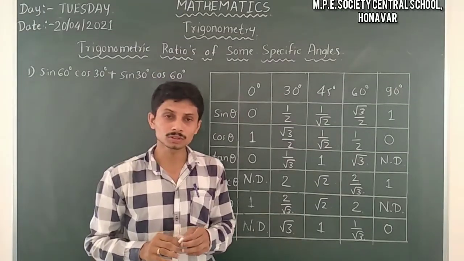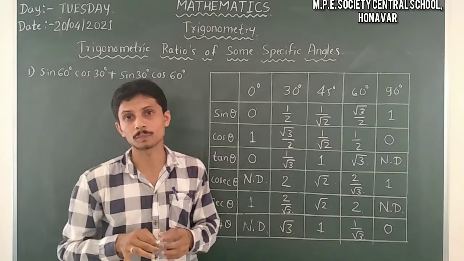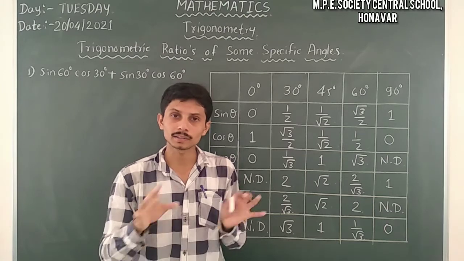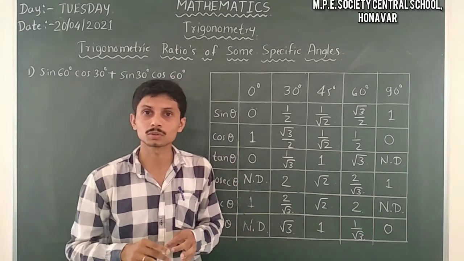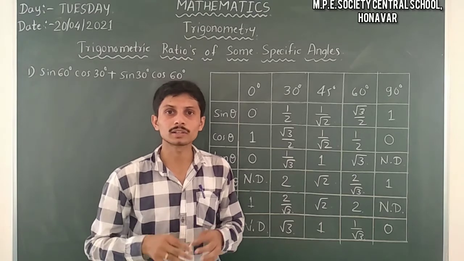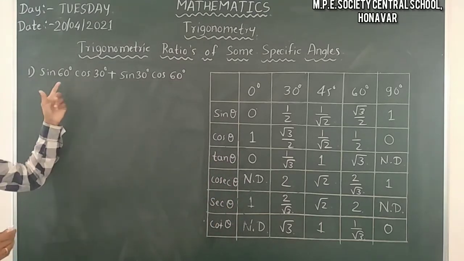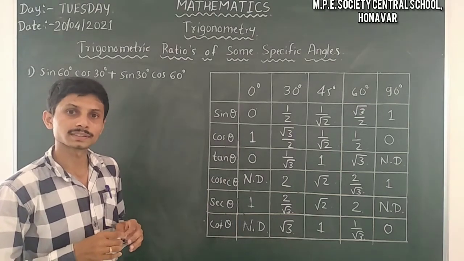The first problem. In this problem I am taking this tabular column. You have to memorize this tabular column and remember all those values, and otherwise we have some techniques you can use to remember them. You already learned that. Here we have the first problem: sin 60 degree cos 30 degree plus sin 30 degree cos 60 degree.